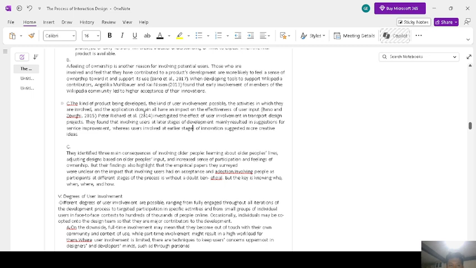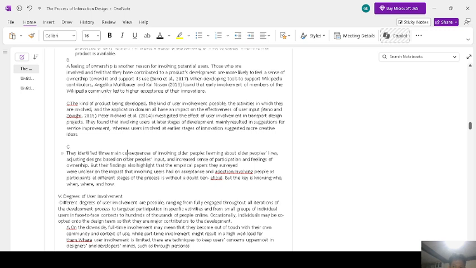The kind of product being developed, the kind of user involvement possible, the activities in which they are involved, and the application domain will have an impact on the effectiveness of user input. In 2014, Peter Richard investigated the effect of user involvement in transport design projects. They found that involving users at later stages of development mainly resulted in suggestions for service improvement, whereas users involved at early stages of innovation suggested more creative ideas.